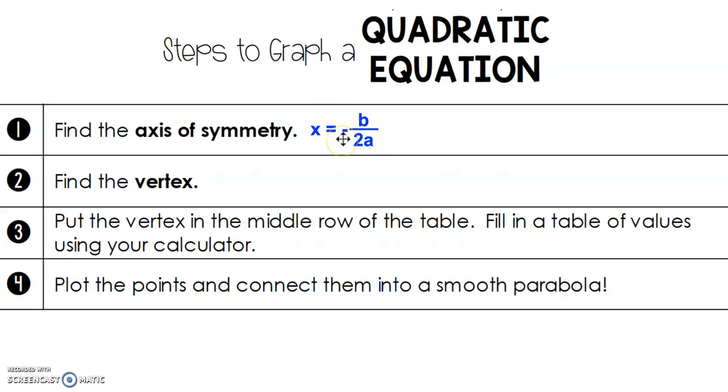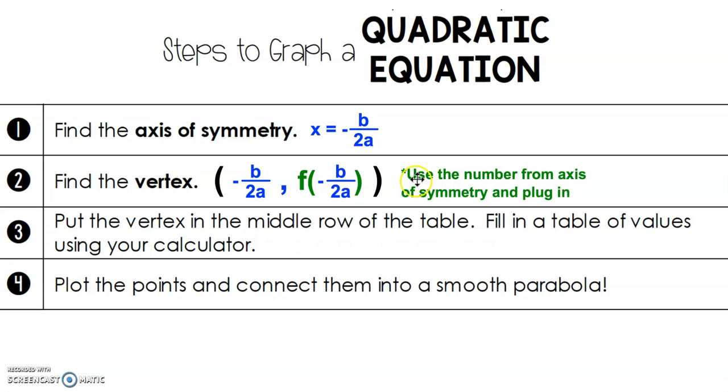Next, we have enough information to find the vertex. The vertex, remember, is a point where the x value comes from the axis of symmetry. And then to get the y value, we plug in the axis of symmetry, and that's the y value of our vertex, which is why we have that notation here, f of negative b over 2a.